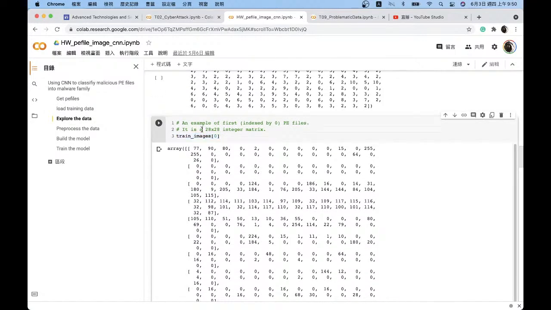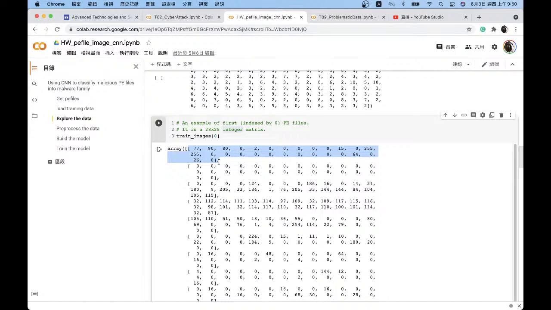Okay, as I mentioned, it is a 28 by 28 matrix. And in this matrix, each element is an integer. It represents the bytes extracted from the PE file. So that is the first 28 bytes extracted from the PE file. It says 77. That means the first byte has this value.